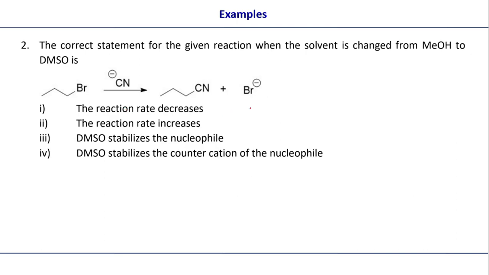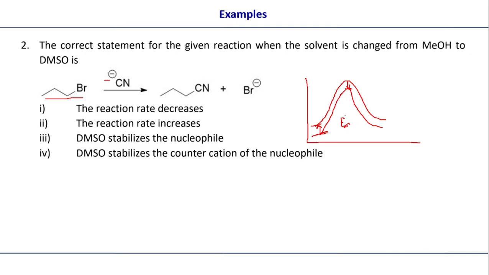SN2 reaction. That means this is a neutral species and this is a charged species, and the transition state will have less energy change compared to the reactant, because the reactant is a charged species, so the energy difference will be higher. That means activation energy will increase with polarity, right? Activation energy will increase with polarity. That means the rate will become low.